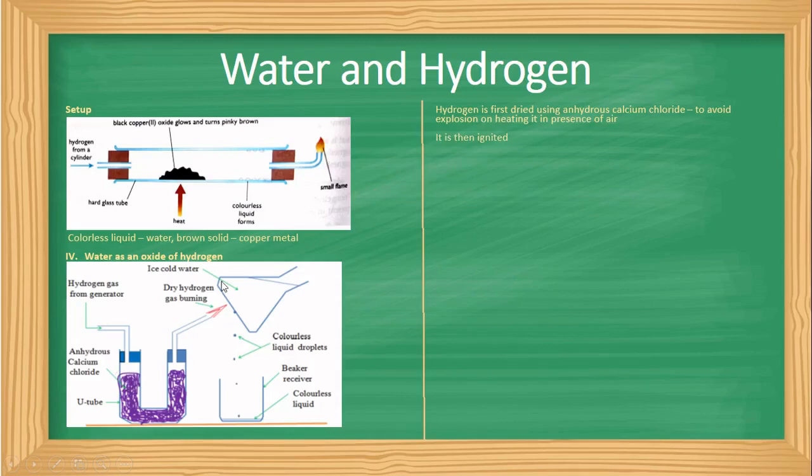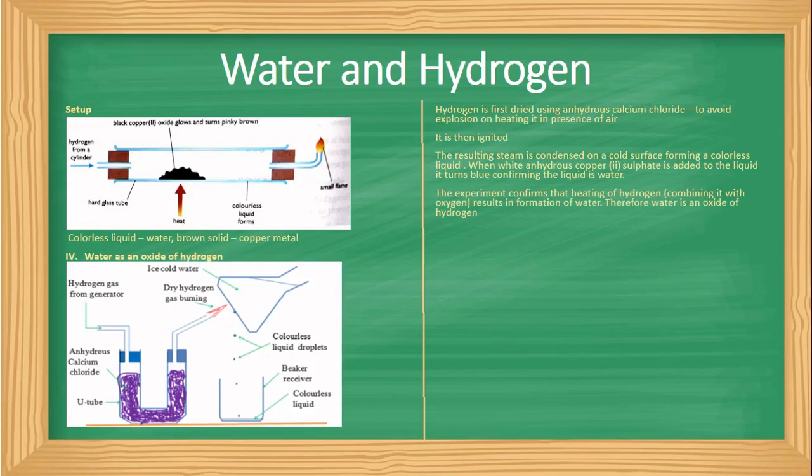Then it is ignited. As you can see, it's being heated here, and in presence of oxygen, of course, and then the resulting steam is condensed on a cold surface, forming a colorless liquid. When white anhydrous copper(II) sulfate is added to the formed liquid as a test for water, it confirms by turning from white to blue. That is the confirmatory test for water. This experiment confirms that heating of hydrogen or combining it with oxygen results in formation of water. Therefore, water is an oxide of hydrogen.